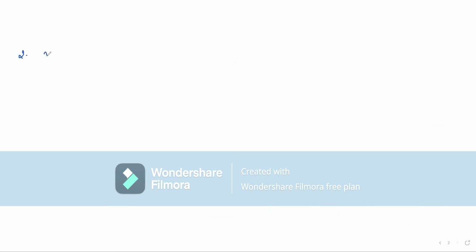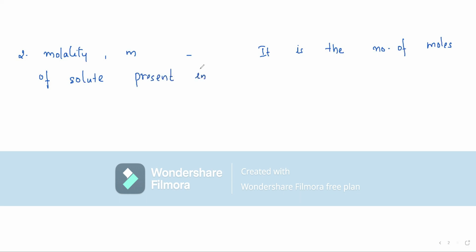The second one that we should study is molality. Molality is represented by small letter m. Now, molality is the number of moles of solute. It's also just like molarity. Here again, it is the number of moles of solute present in 1000 grams of the solvent.